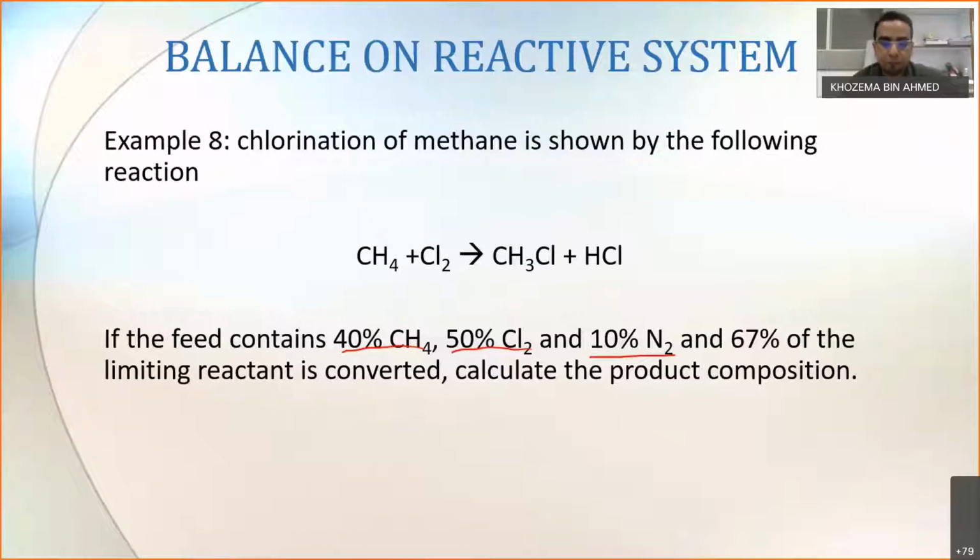So again, for any reactive system equation, we need to first check whether this equation is balanced or not, because most of the time we'll be using the stoichiometric coefficient. By looking at it, I know that I have one carbon here and one carbon, 4 hydrogen, so 3 plus 1 is 4 hydrogen. I have 2 chlorine, so 1 chlorine here, 1 chlorine here, so this equation is actually balanced, so we can start to solve our question.